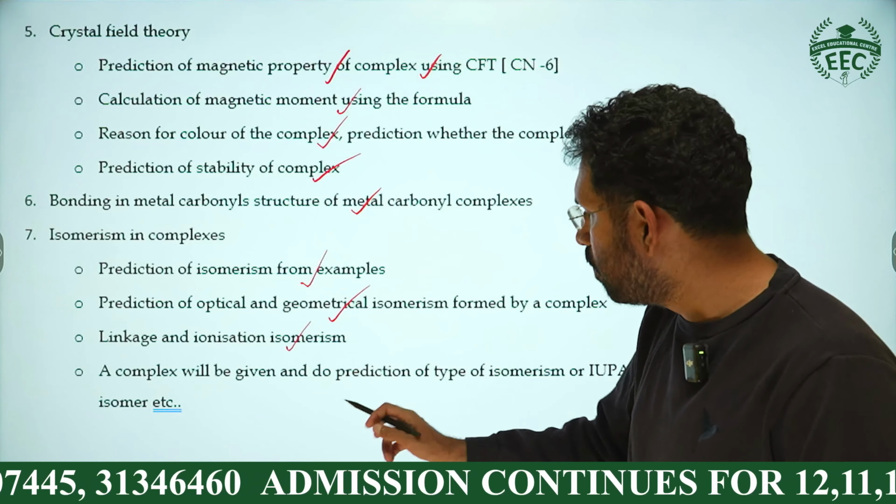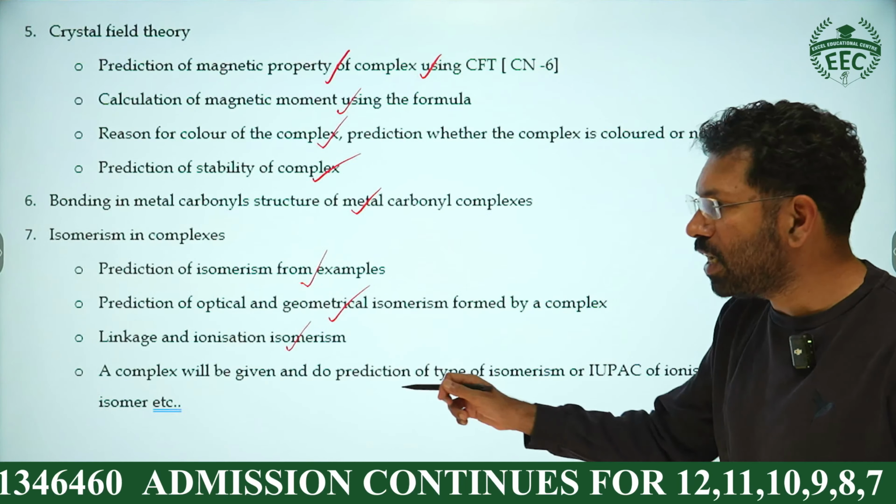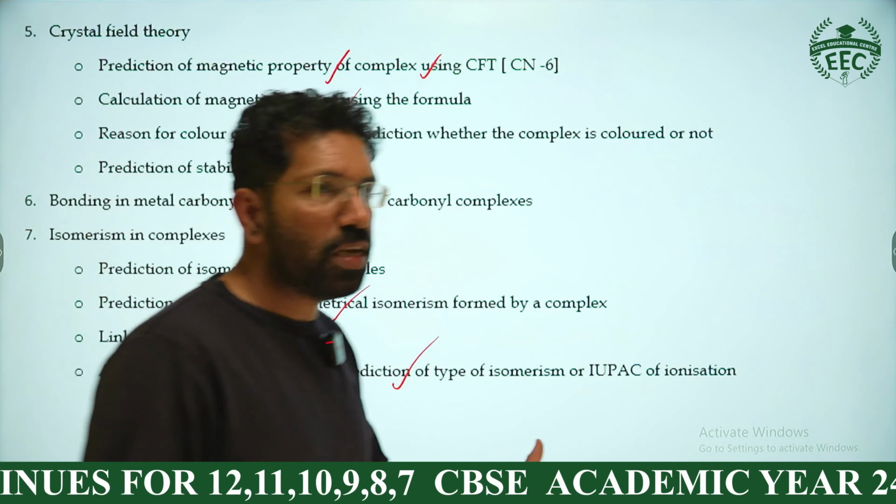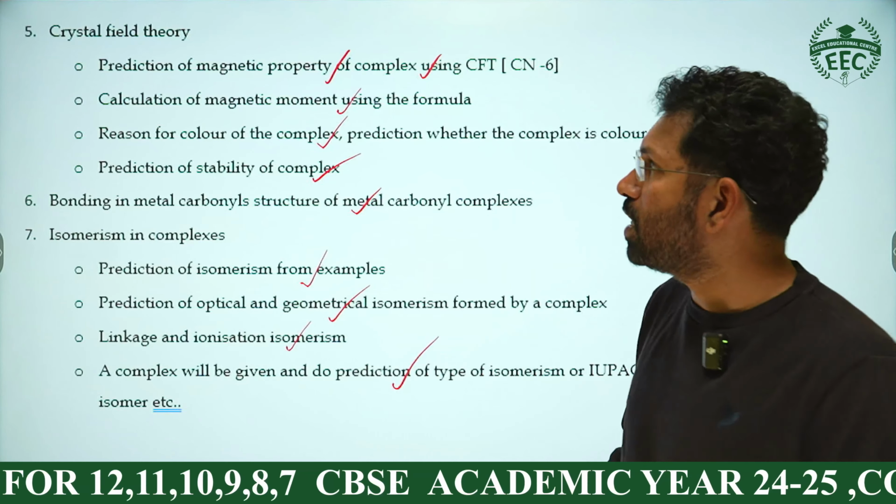A complex will be given, do prediction of the type of isomerism and the IUPAC name of the ionization isomer, everything they may ask. So remember that. Just study that. The next one, we are talking about the next chapter.